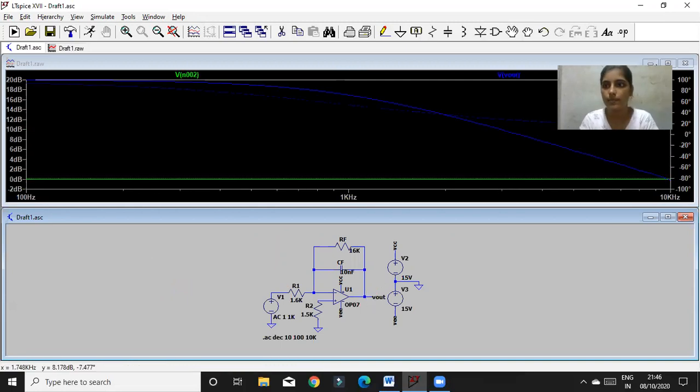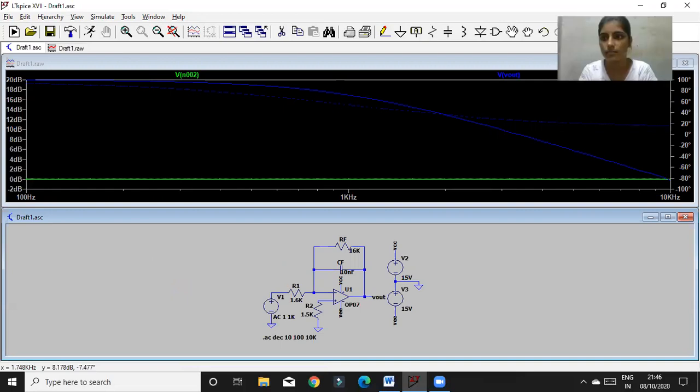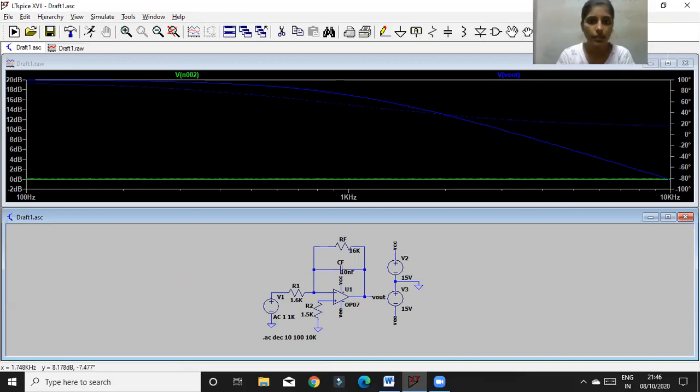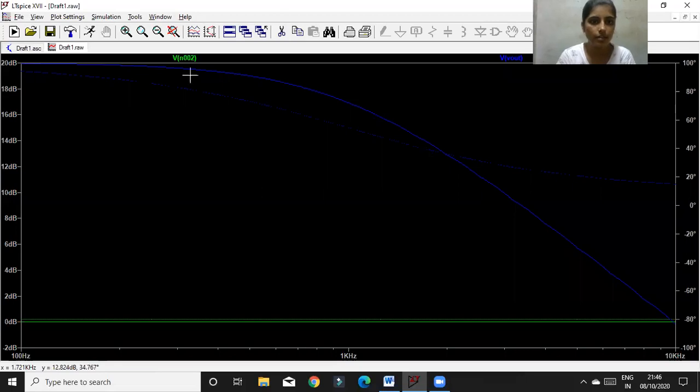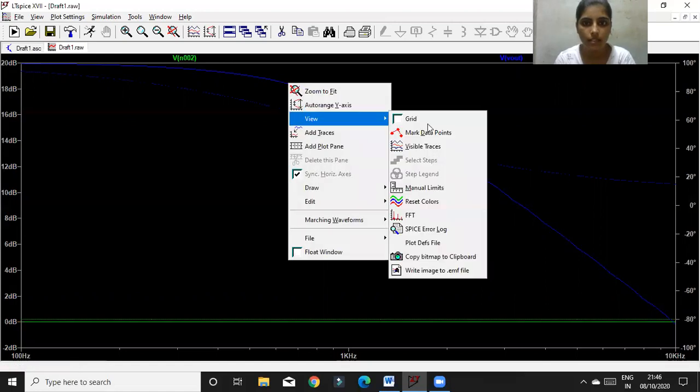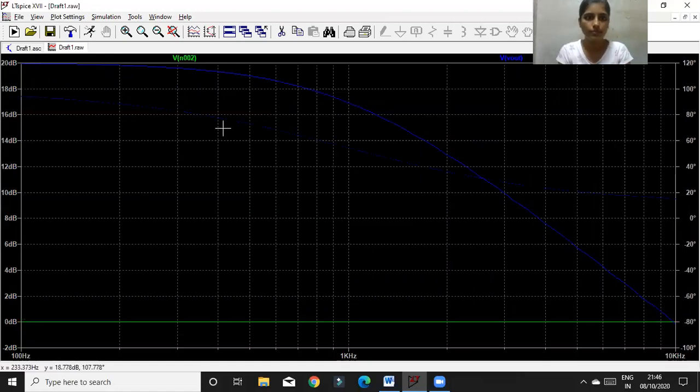So this is my frequency response, where this dark blue line is my frequency response, and the dotted blue line you can see is my phase response. I'll show it with grid lines. So this is my frequency response.